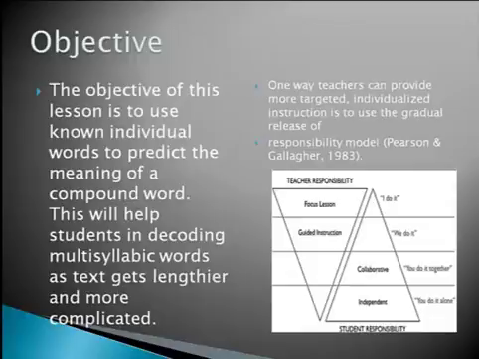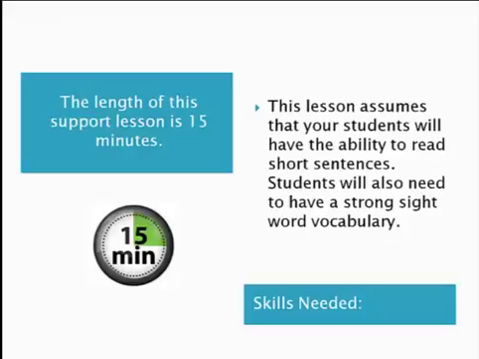One way teachers can provide more targeted, individualized instruction is to use the gradual release of responsibility model. This starts with the teacher leading the lesson and modeling, the I do it portion. Then we go into guided instruction where the teacher works with a small group of students, we do it. And finally we end on collaborative, you do it together, where the students work in partnerships. You may feel after the focused lesson and guided instruction your students are ready to move to the independent, you do it alone, and let them try the compound word decoding on their own.